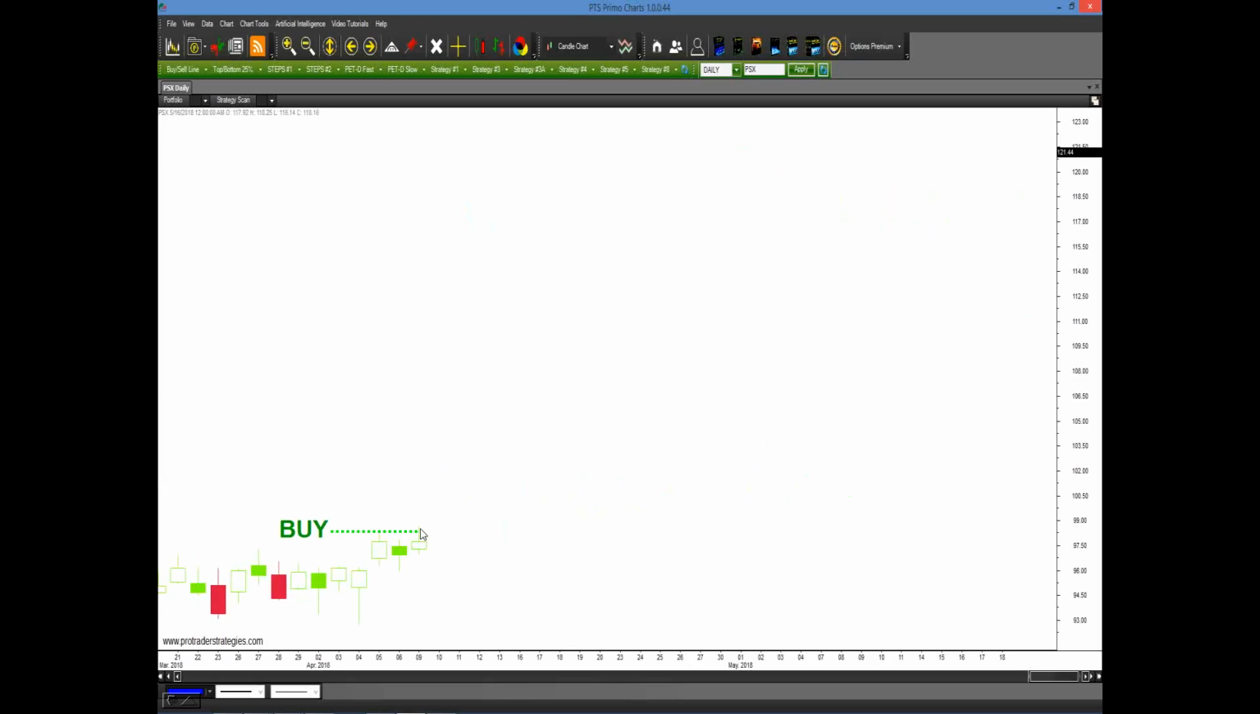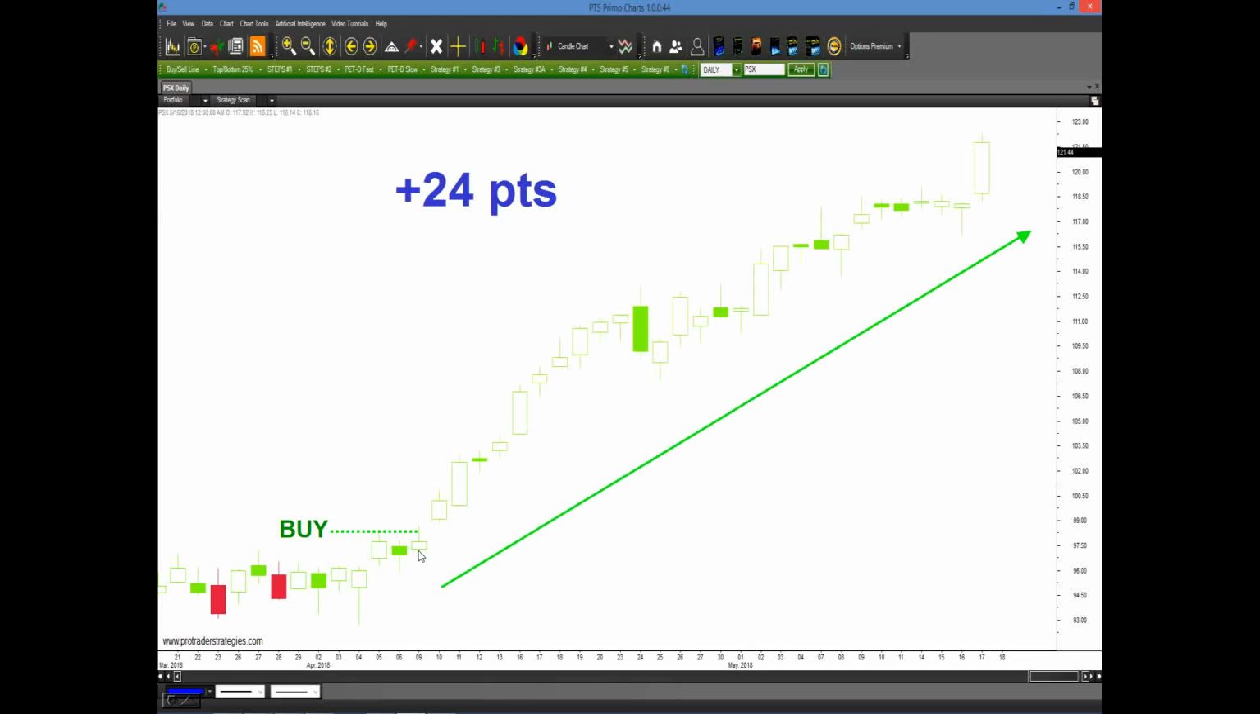Now, as you see, you could have entered anywhere around here. It does not mean you have to close above that level. If you want to apply that, if that's one of your requirements, that's fine, but this technique does not require that. So you would have been entering somewhere around here, and it would have closed lower. But that's okay because the stock went up 24 points. See how simple this is?